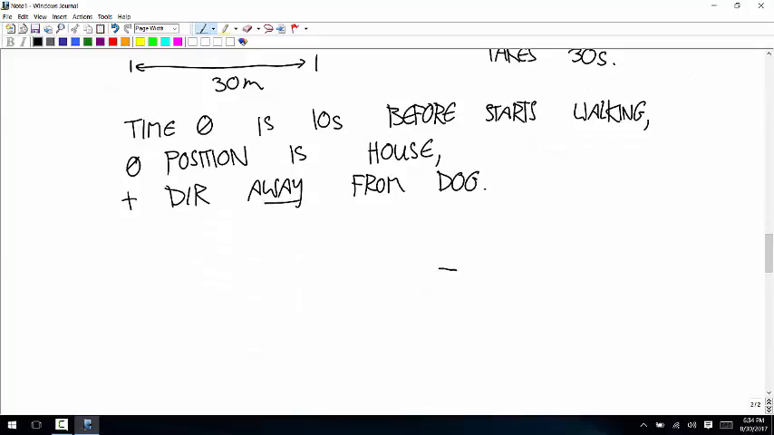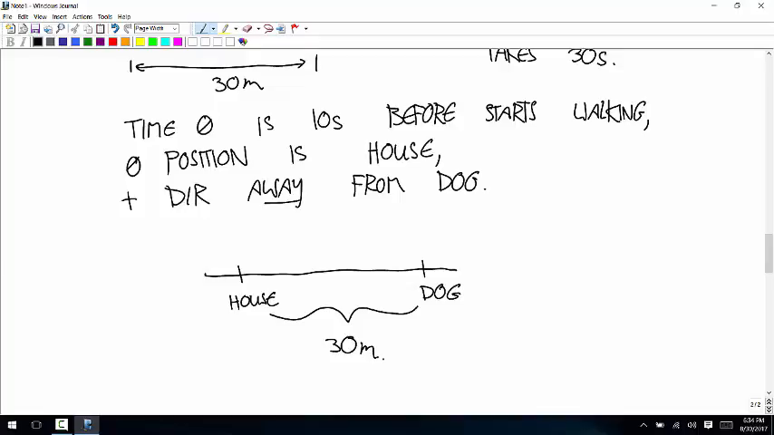Okay, so here's the house. Here's the dog. The distance between them is 30 meters. And the man starts here and ends up here. And we know that the elapsed time is 30 seconds.